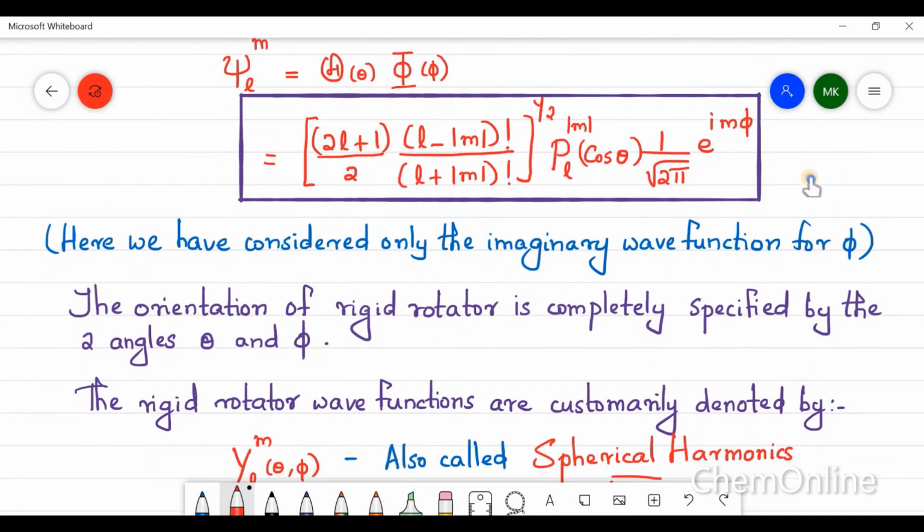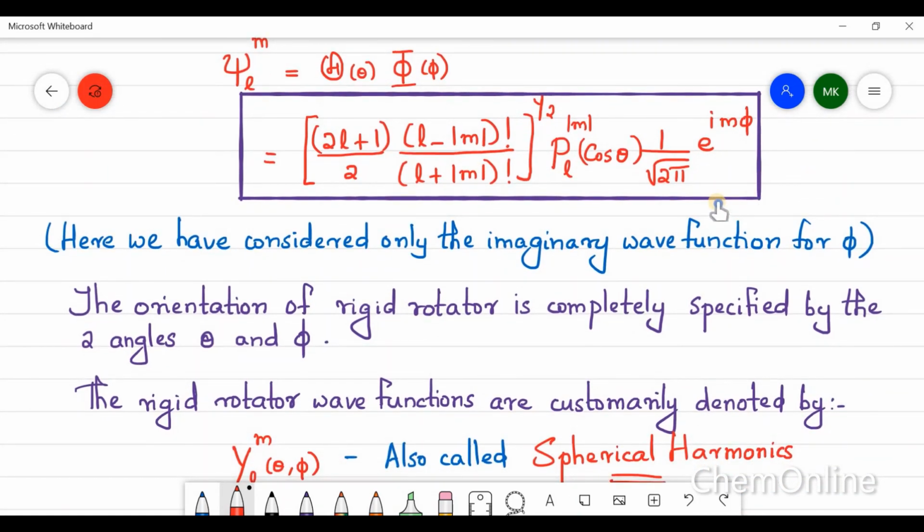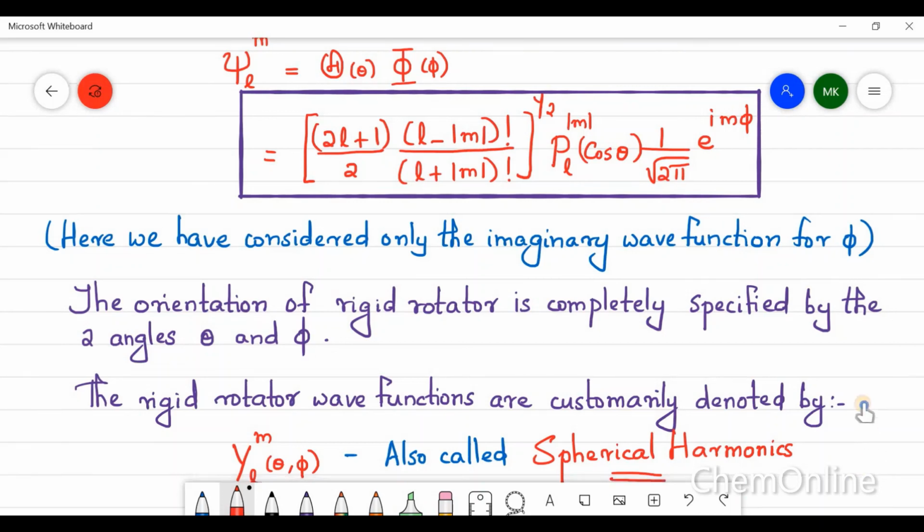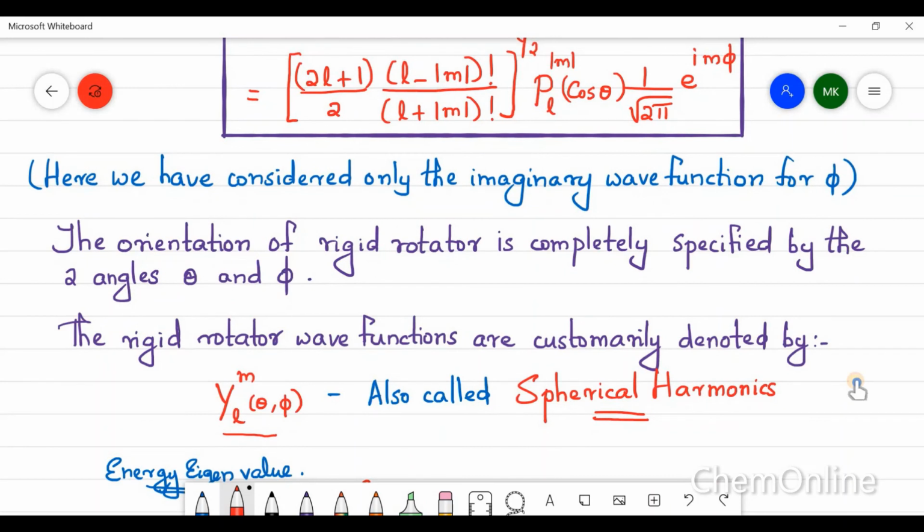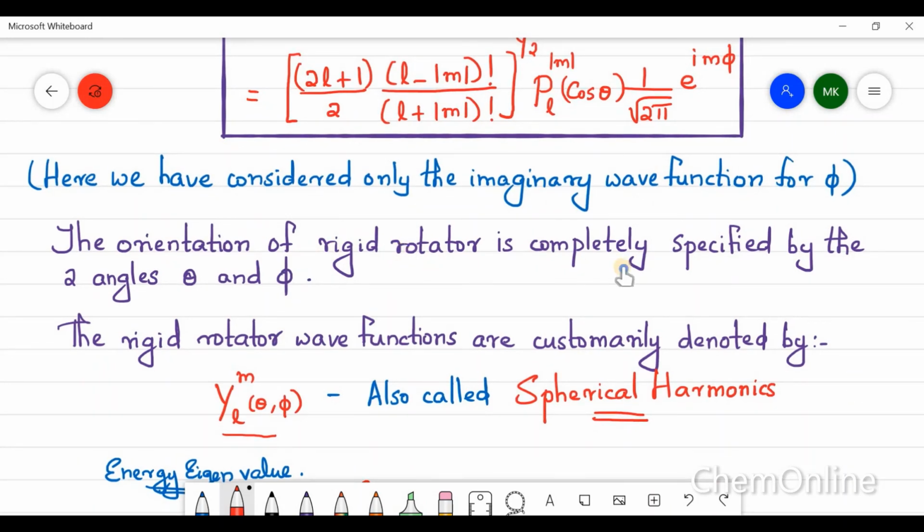Now here we have considered only the imaginary wave function for phi. If you want to express it in the real form, then that will be 1 by root pi cos m phi and 1 by root pi sin m phi. So we can say that the orientation of a rigid rotator is completely specified by the two angles theta and phi. These wave functions are customarily denoted by Y Lm theta phi, and these are also called spherical harmonics.